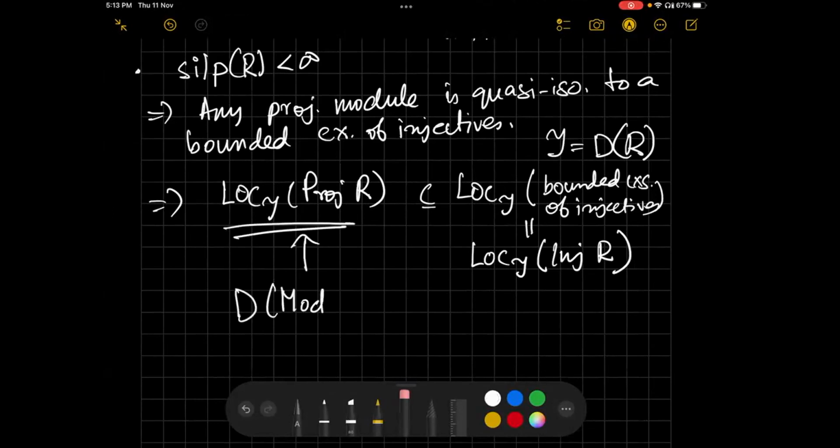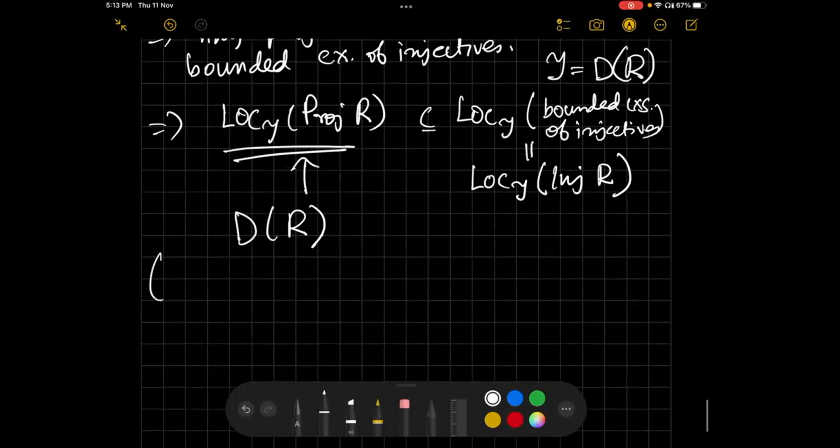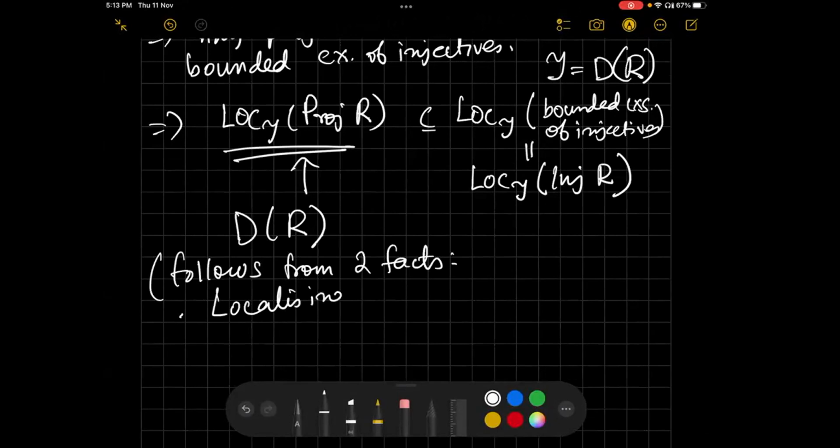I promised myself to not write mod. And this follows essentially from two facts, both of them quite basic. Number one is that every module has a projective resolution.